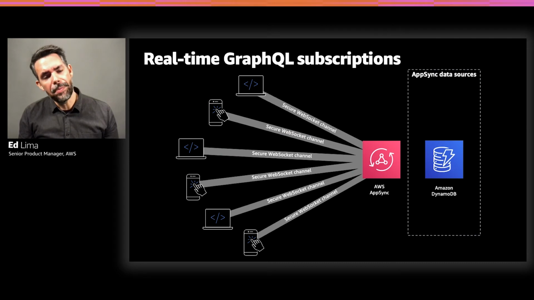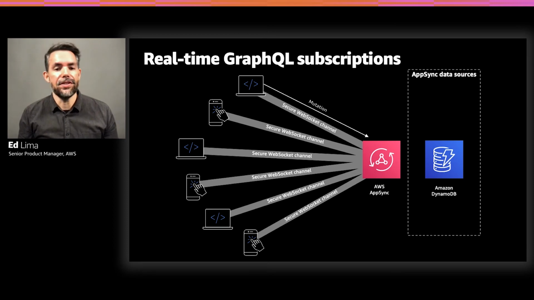But how does it work in practice? After authorization, clients make a subscription call linked to a specific mutation, and a WebSocket connection is established for 24 hours, providing a secure channel between the client and AppSync. Clients can be subscribed to multiple mutations, and the related subscriptions all share the same WebSocket channel. In this example, we have a single DynamoDB table, but it works the same with any supported AppSync data source.